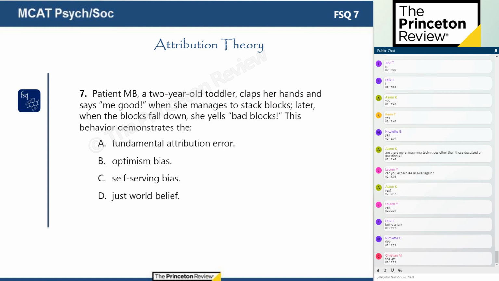All righty. You get to check out your understanding right now with this freestanding question.